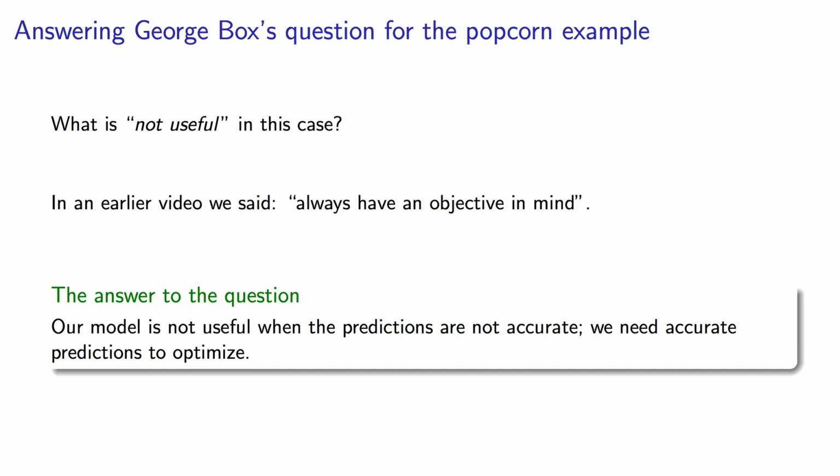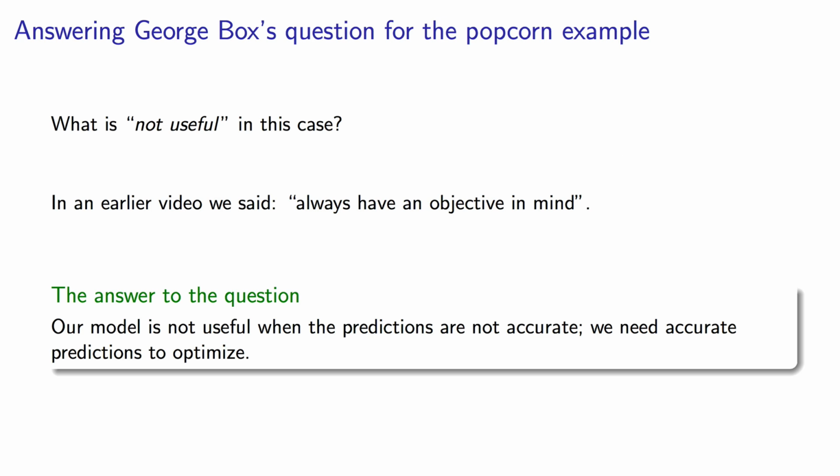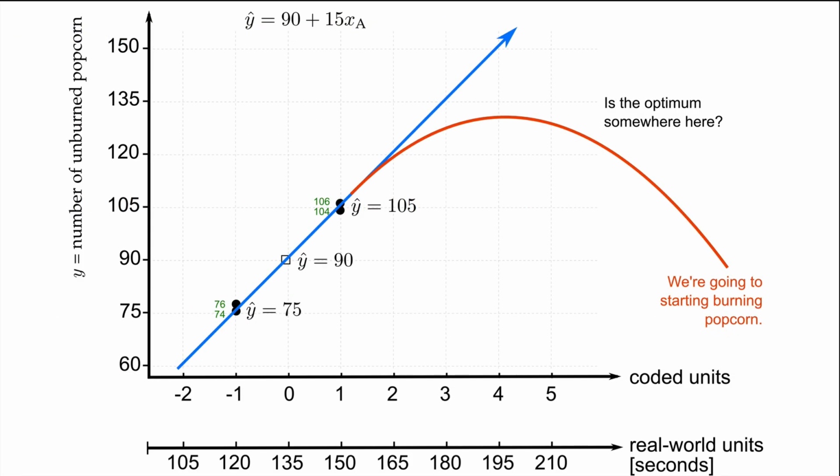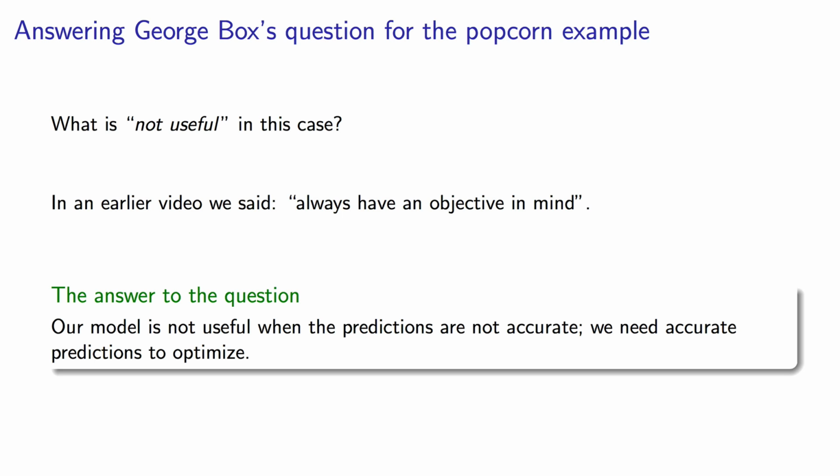Well, what is the objective? That comes back to the issue we saw in the first video of this module. Our objective is clearly to get good predictions using the model, so we can find this optimum. So now we can answer that question of knowing when the model is not useful. We can say the model is not useful when it stops providing accurate predictions, and we need accurate predictions in order to optimize. Let's go try it out.